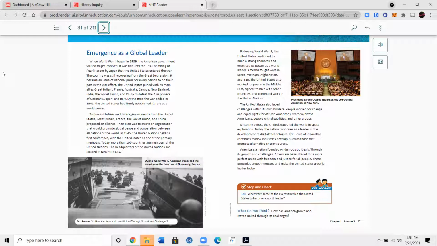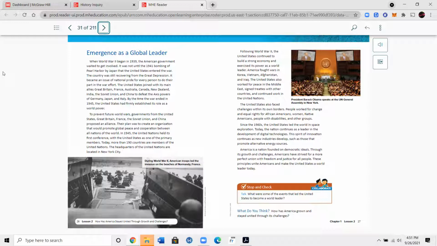To prevent future wars, the governments from the United States, Great Britain, France, the Soviet Union, and China proposed an alliance. Their plan was to create an organization that would promote global peace and cooperation between all nations of the world. In 1945, the United Nations held its first conference, with the United States as one of the primary members. Today, more than 190 countries are members of the United Nations. The headquarters of the United Nations are located in New York City.